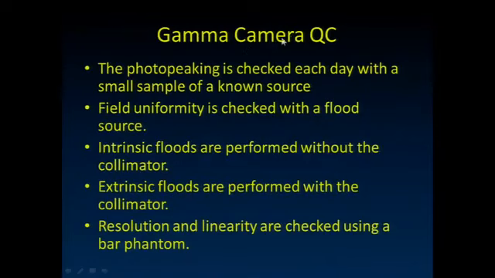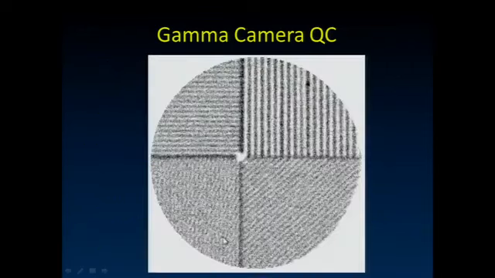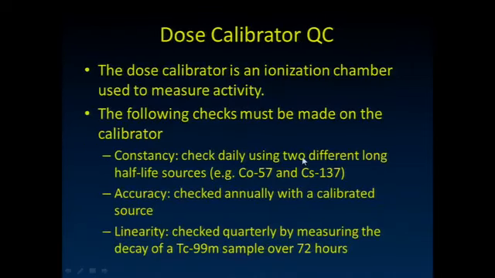We do some quality control with our gamma camera. We want to make sure that we're photopeaked correctly by using a small sample of a known source like technetium. We do a uniformity check with a flood source. We do that with the collimator in place. Without the collimator in place, it's an intrinsic flood. With it in place, an extrinsic flood. We can check our resolution and our linearity using a Bar phantom like this.